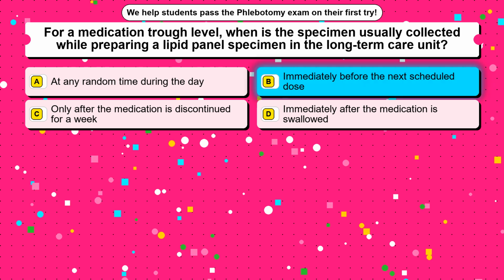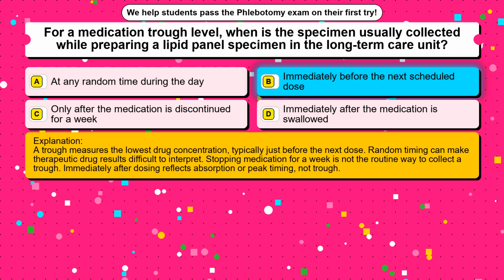The correct answer is option B. Immediately before the next scheduled dose. A trough measures the lowest drug concentration, typically just before the next dose. Random timing can make therapeutic drug results difficult to interpret. Stopping medication for a week is not the routine way to collect a trough. Immediately after dosing reflects absorption or peak timing, not trough.